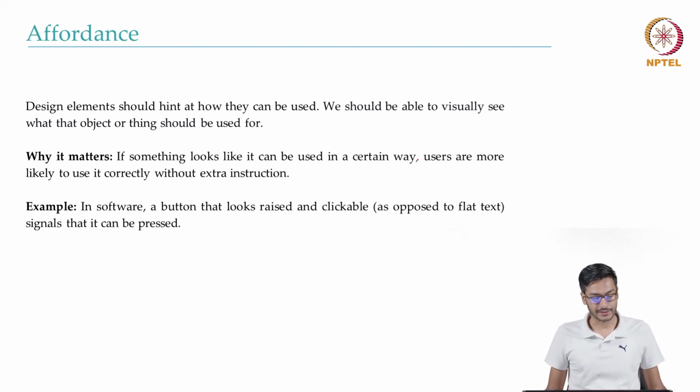Why affordance matters? Well, if something looks like it can be used in a certain way, users are more likely to use it correctly without any extra instructions. For example, in software, a button that looks raised and clickable, as opposed to some flat text, signals that it can be pressed and thus it probably is a toggle button.